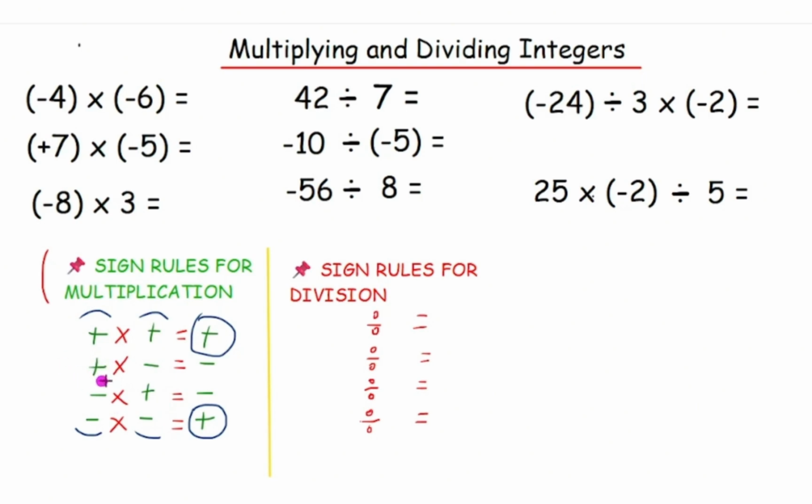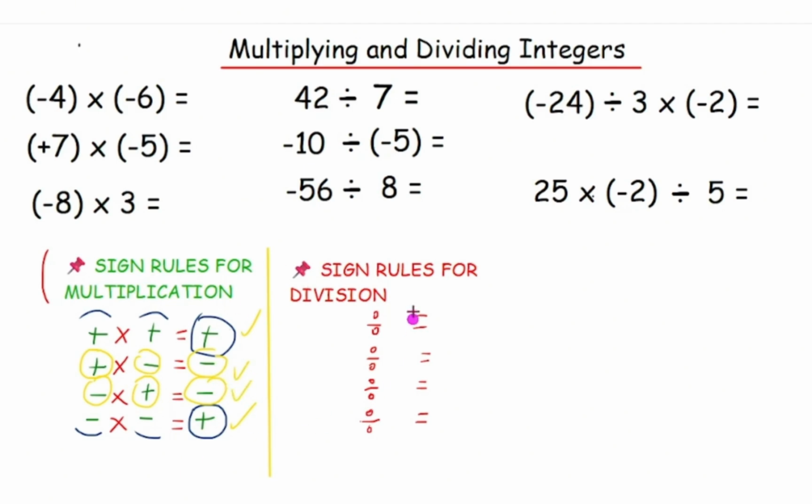So what happens if you multiply two numbers that have different signs? This one is positive, this one is negative, this one is negative, and this one is positive. The result is going to be negative. So, in conclusion, if you multiply two integers that share the same sign, the outcome will always be positive. However, if you multiply two integers that have different signs, then the resulting answer is definitely going to be negative.